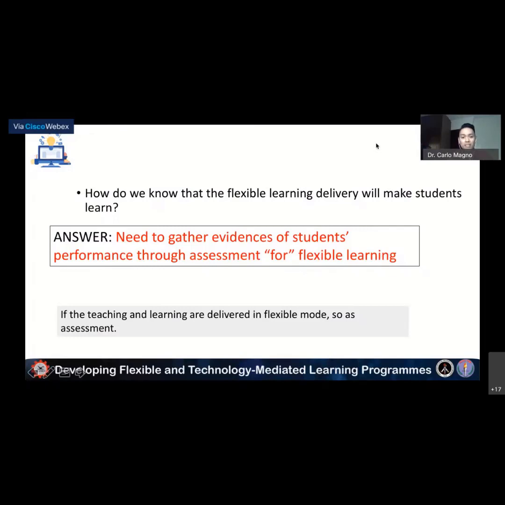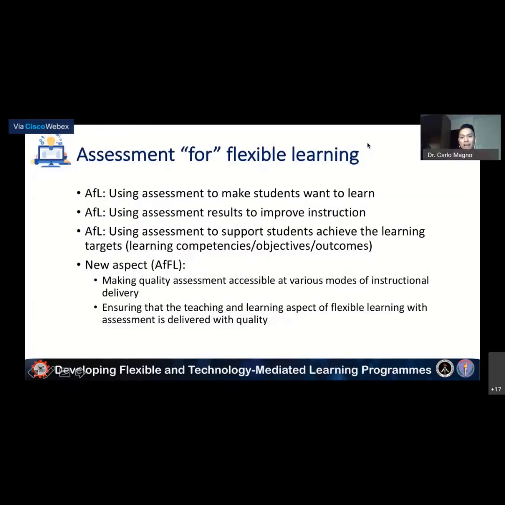In the idea of assessment for flexible learning, if we want the teaching and the learning delivered in a flexible learning delivery mode, so as assessment. The idea is that if we concentrate on the teaching and learning process as a flexible learning delivery, therefore, assessment needs to be integrated with it because assessment provides us evidence whether students are actually going to learn and benefit from this approach. Now, let me start off first with the idea briefly on assessment for flexible learning. Then we go to the standards.